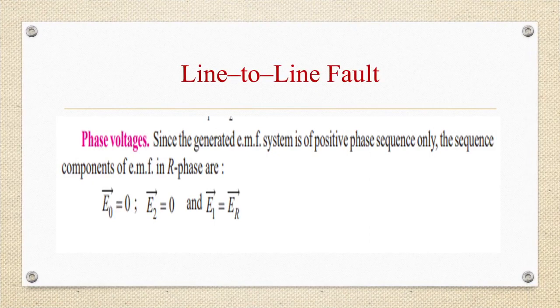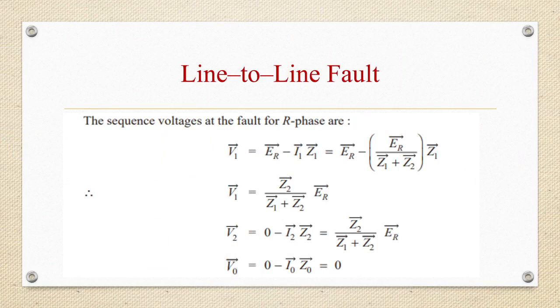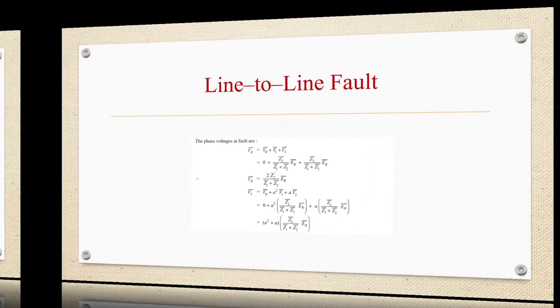Now let us derive phase voltages. Since the generated EMF system is of positive phase sequence only, the sequence components of EMF in R phase are E0 is equal to E2 is equal to 0 and E1 is equal to ER. Sequence voltages at the fault for R phase will be V1 is ER minus I1 Z1. So now we know the value of I1 as ER by Z1 plus Z2. Substituting the value of I1, we are going to get the value of V1 as Z2 by Z1 plus Z2 into ER, and V2 is 0 minus I2 Z2, that is equal to Z2 by Z1 plus Z2 ER, and V0 is 0 minus I0 Z0, that will be equal to 0.